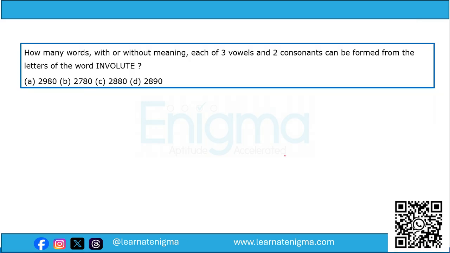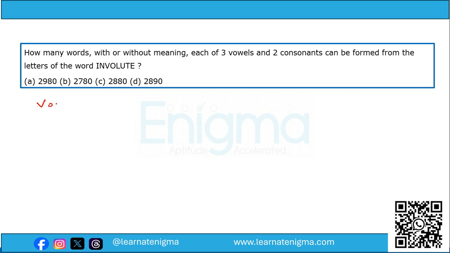How many words, with or without meaning, each of three vowels and two consonants, can be formed from the letters of the word involute? Now, let's first count the number of vowels and consonants in the given word.